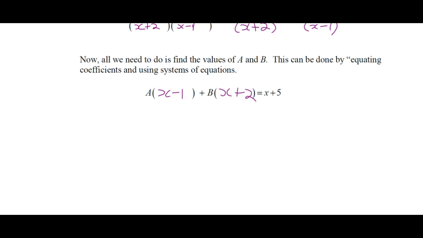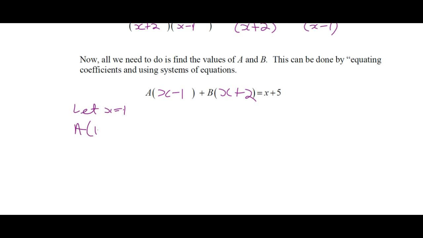And that is we can say, let's start by letting x equal 1. If x is 1, what happens to this? It goes away. x is 1, this is gone. We end up with 3B is equal to 6. We get B equals 2. So I think that's an easier way to solve this than to expand it out and worry about a system. We'll just let x equal 1.